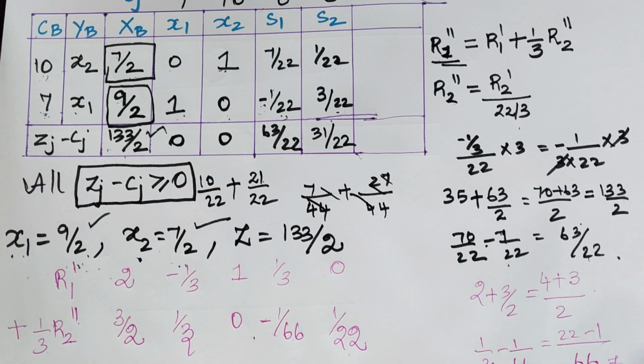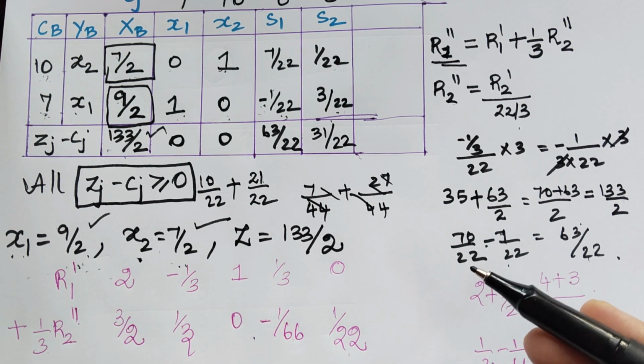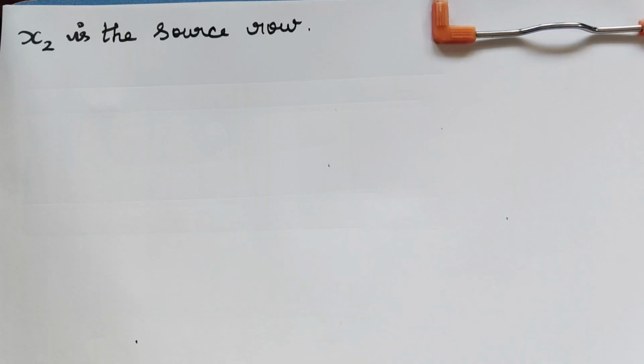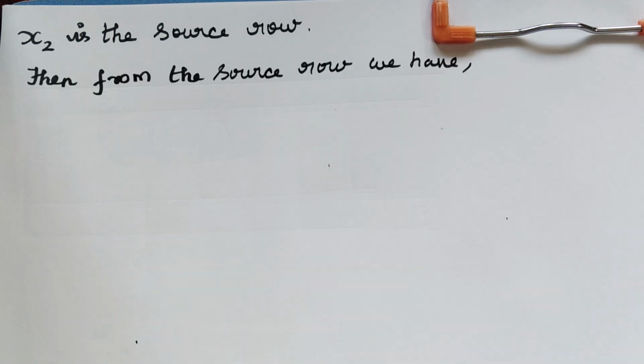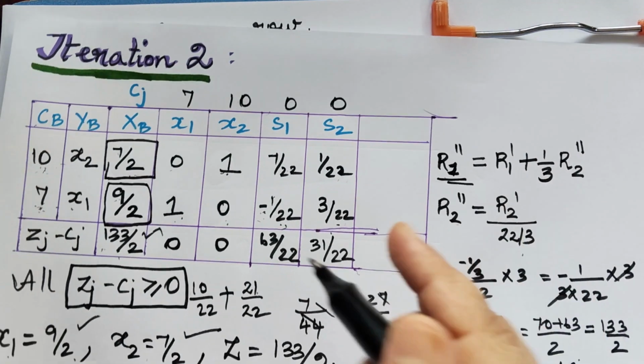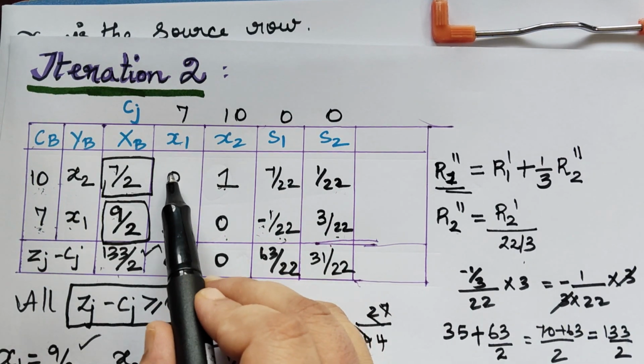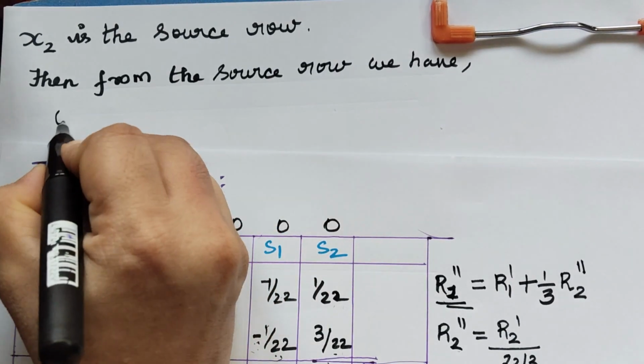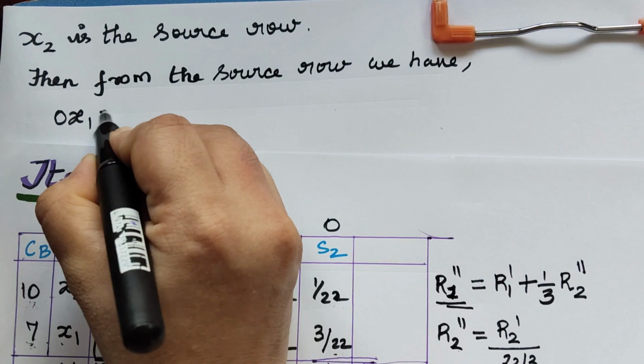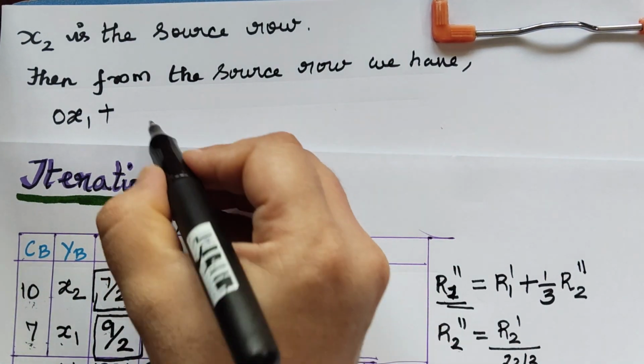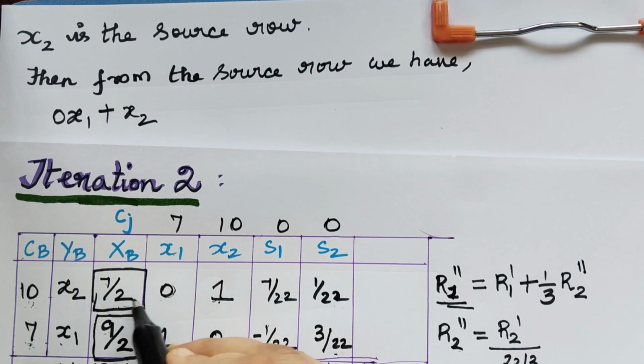And why are we finding the source row? In order to generate a cut, we are finding this source row. So we have taken x2 as the source row. Then from the source row, we have to form a new constraint. So from the source row, we can write: what is the coefficient of x1? 0. So we will write here 0 x1 plus, here we have 1 x2. This is the source row.